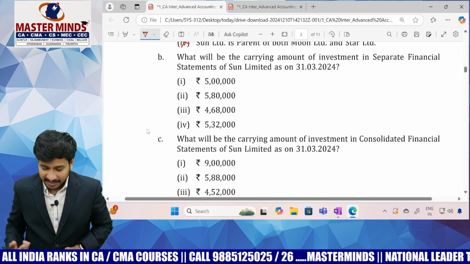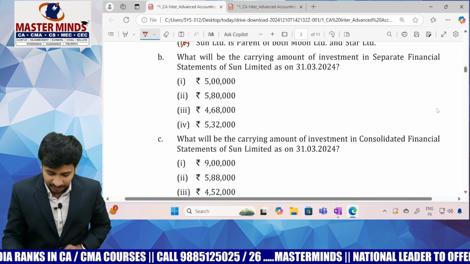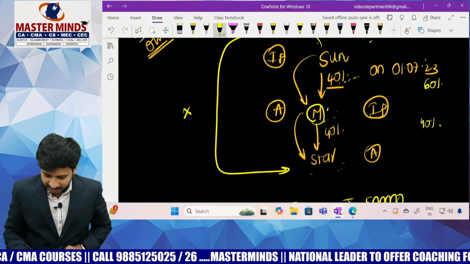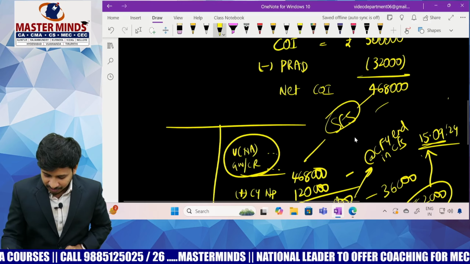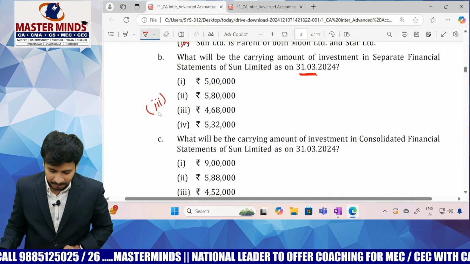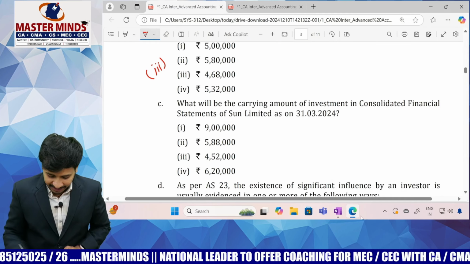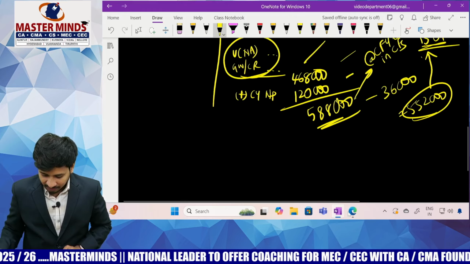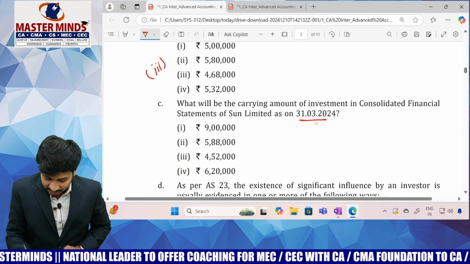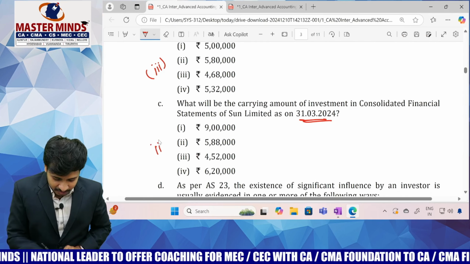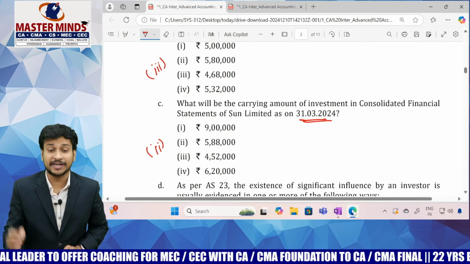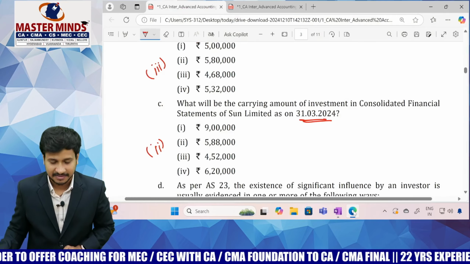And next, what will be the carrying amount of investments in standalone financial statements of Sun Limited as at 31/3? In separate financial statements it comes to 4,68,000. That is option 3. And the carrying amount in consolidated financial statements is 5,88,000, since it is considered at the end of the year 31/3, that is option 2. And my dear children, this 552 goes correct provided he is asking as at 15/9.